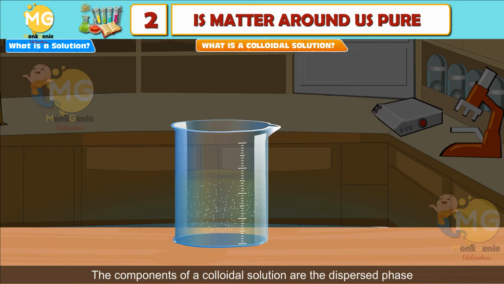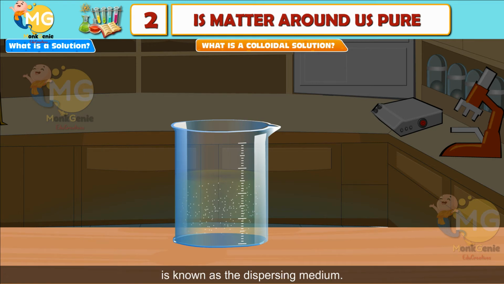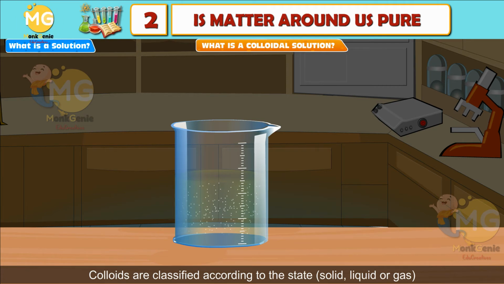The components of a colloidal solution are the dispersed phase and the dispersion medium. The solute-like component or the dispersed particles in a colloid form the dispersed phase, and the component in which the dispersed phase is suspended is known as the dispersing medium. Colloids are classified according to the state, solid, liquid or gas, of the dispersing medium and the dispersed phase.